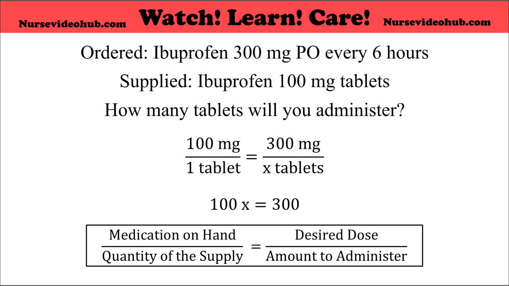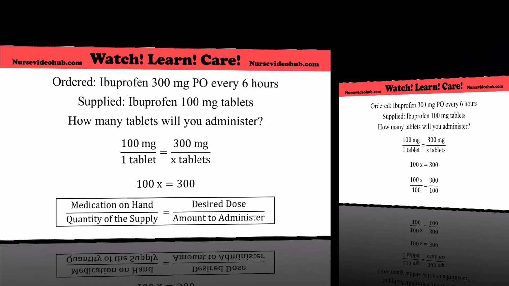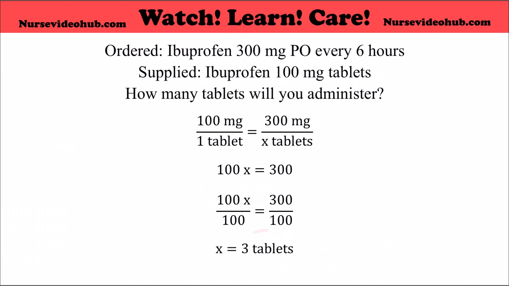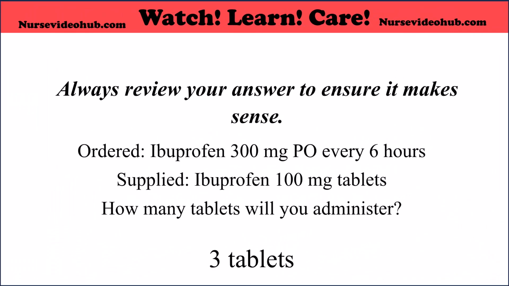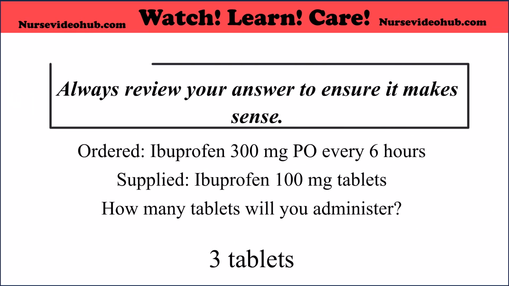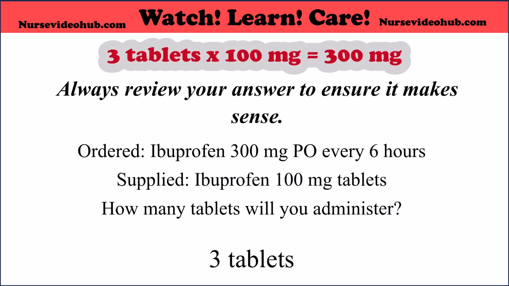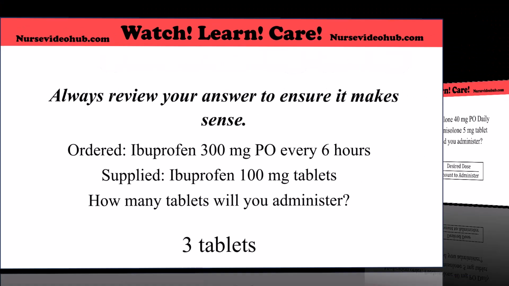Now cross-multiply 100 milligrams times X tablet and 300 milligrams times 1 tablet. That results in 100x equals 300. Divide both sides by 100 to solve for x. X equals 3 tablets. Administer 3 tablets. Always review your answer to make sure it makes sense. The reverse method is to multiply the amount to be administered, 3 tablets, by the concentration available, 100 milligrams, which equals the prescribed dosage, 300 milligrams.